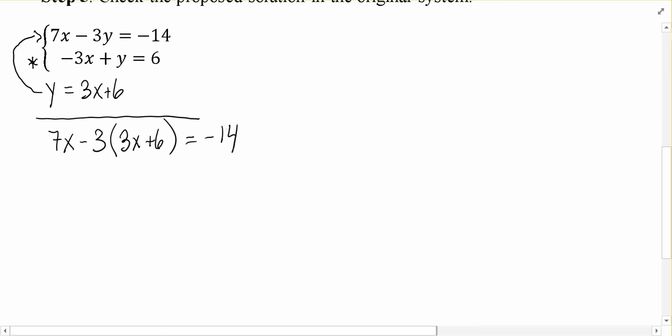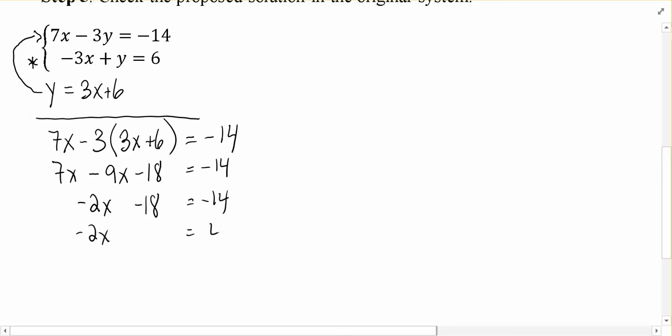And now we have an equation that only has x's in it, which means we can solve this equation. If I distribute that -3, then I combine like terms, then I can add the 18 to the other side, and then divide by -2. Now I have my answer for x.